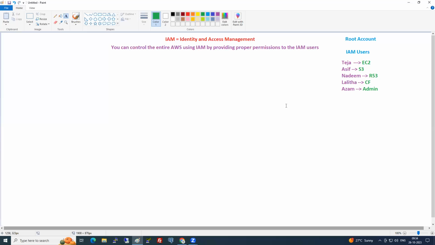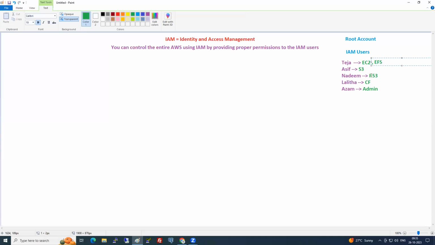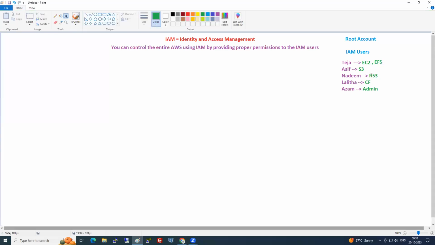Okay, one more question. Who has permissions here to launch EC2 instances? Teja and Azam. You understand? It is all about permissions. IAM is all about permissions. Whatever permissions you have assigned to the user, they can access only those services. Okay, now another question. Can I give multiple services access to, for example, Teja? Can I have one more service, let's say EFS? Can I give like this also? Yes.